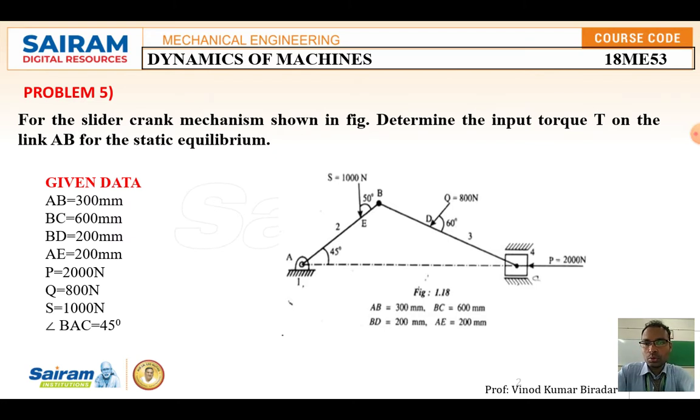Okay, so the question may be given like this: for the slider crank mechanism as shown in the below figure, determine the input torque T on the link AB for the static equilibrium condition. So this is about the slider crank mechanism. Here two forces are acting on each element, that is, on AB and on BC.